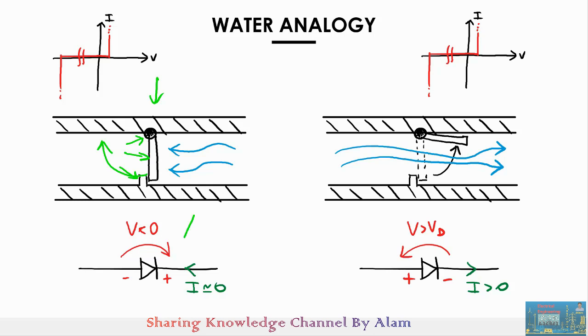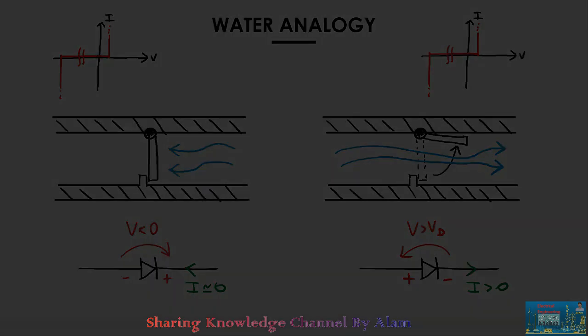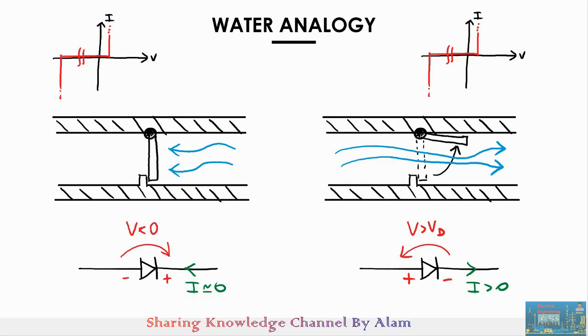Down here, I indicated the symbol of the diode, and you can see how it maps with its hydraulic equivalent. And you can see that the anode is on the left and the cathode on the right. Let's see how the hydraulic model of the diode can be used to represent the component. Let's start with the example on the left side of the slide.